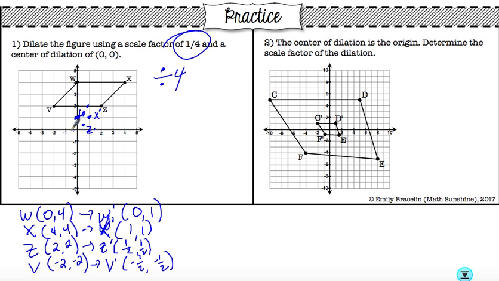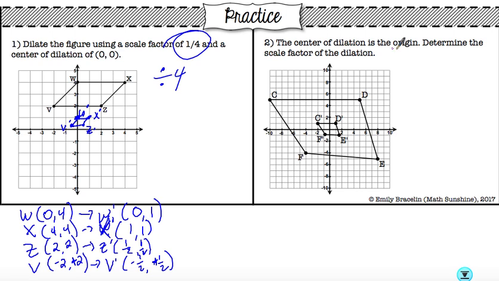Ooh, I better correct that. Negative 2, positive 2 was V. So this should be negative 1 half, positive 1 half. That looks better. Okay, alright, so you should have a cute little figure like that. And this is the final example.